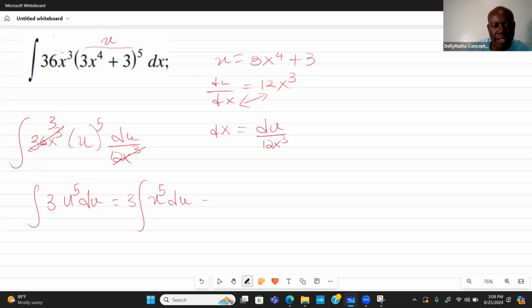So let us integrate this right now. So basically, I'm going to have 3. And then what I really have is u to the 6 over 6, right? Plus c. At this moment, the 3 and the 6 could cancel. So I'm going to have a half, right? U to the 6 plus c.